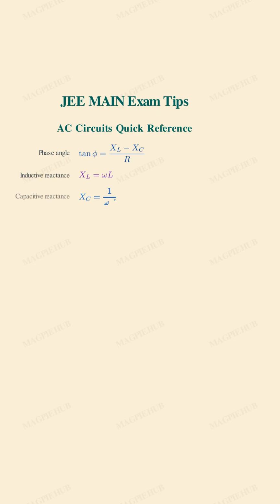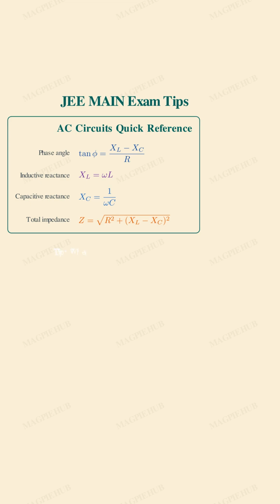Here are some exam tips for AC circuits. Remember the phase angle formula, tan phi equals XL minus XC over R. The inductive reactance is omega L, and capacitive reactance is 1 over omega C. The total impedance is the square root of R squared plus XL minus XC whole squared. A useful trick, when two cases share the same R and C, divide the tangent equations to eliminate R and directly relate the inductance.